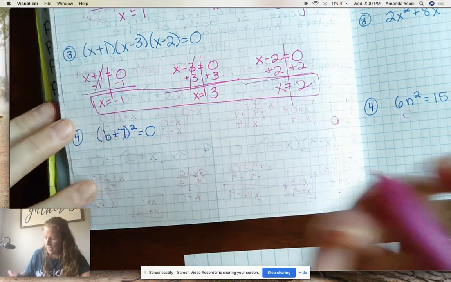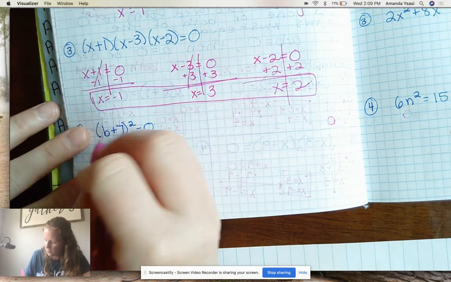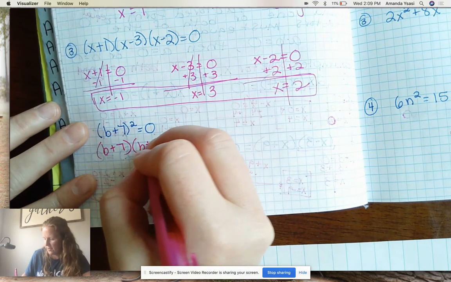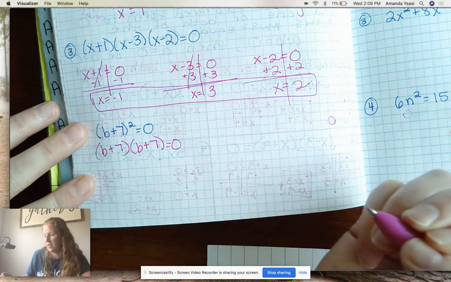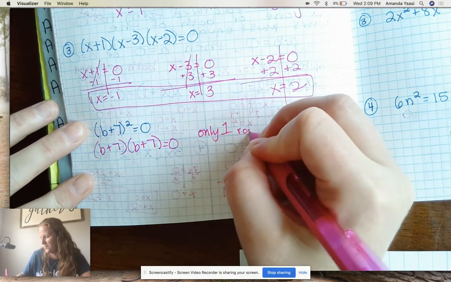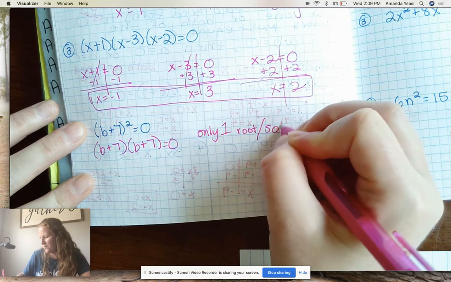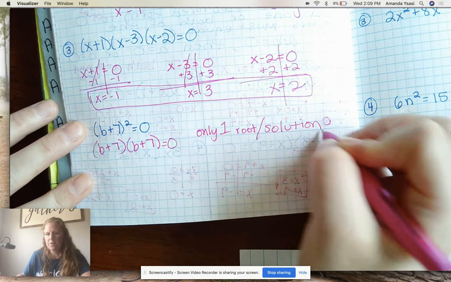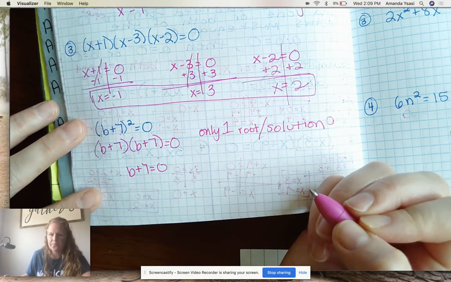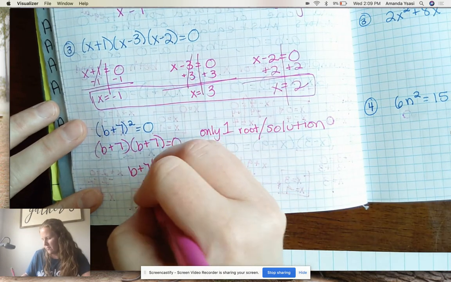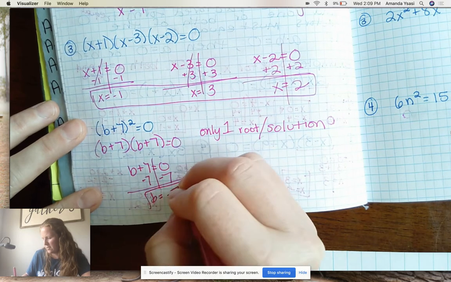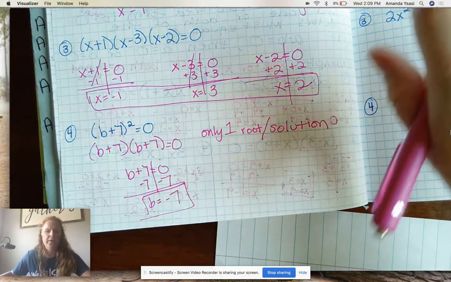Okay. Last one is this b plus 7 squared. So that just means we have b plus 7 times b plus 7. So see how they're the same thing? So we're going to have only one solution, or one root. And that is just b plus 7 equals 0. So subtract 7 from both sides. So b equals negative 7. That is the only answer we have, only that one solution.